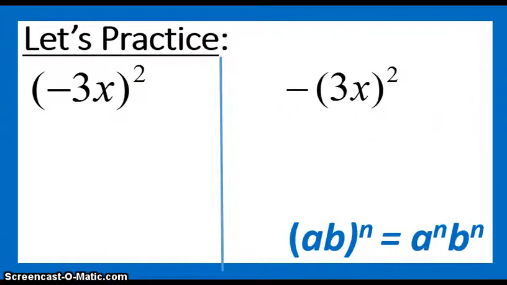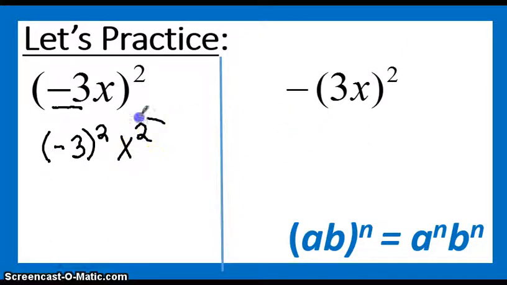Let's do an example. In the first example, notice the parenthesis is inside. So we have negative 3x, all of which is squared. So when we square the negative 3, which is our first factor, we'll have to keep it in parentheses. Negative 3 squared, and then we'll give the x the square, x squared. That is your simplified expression.